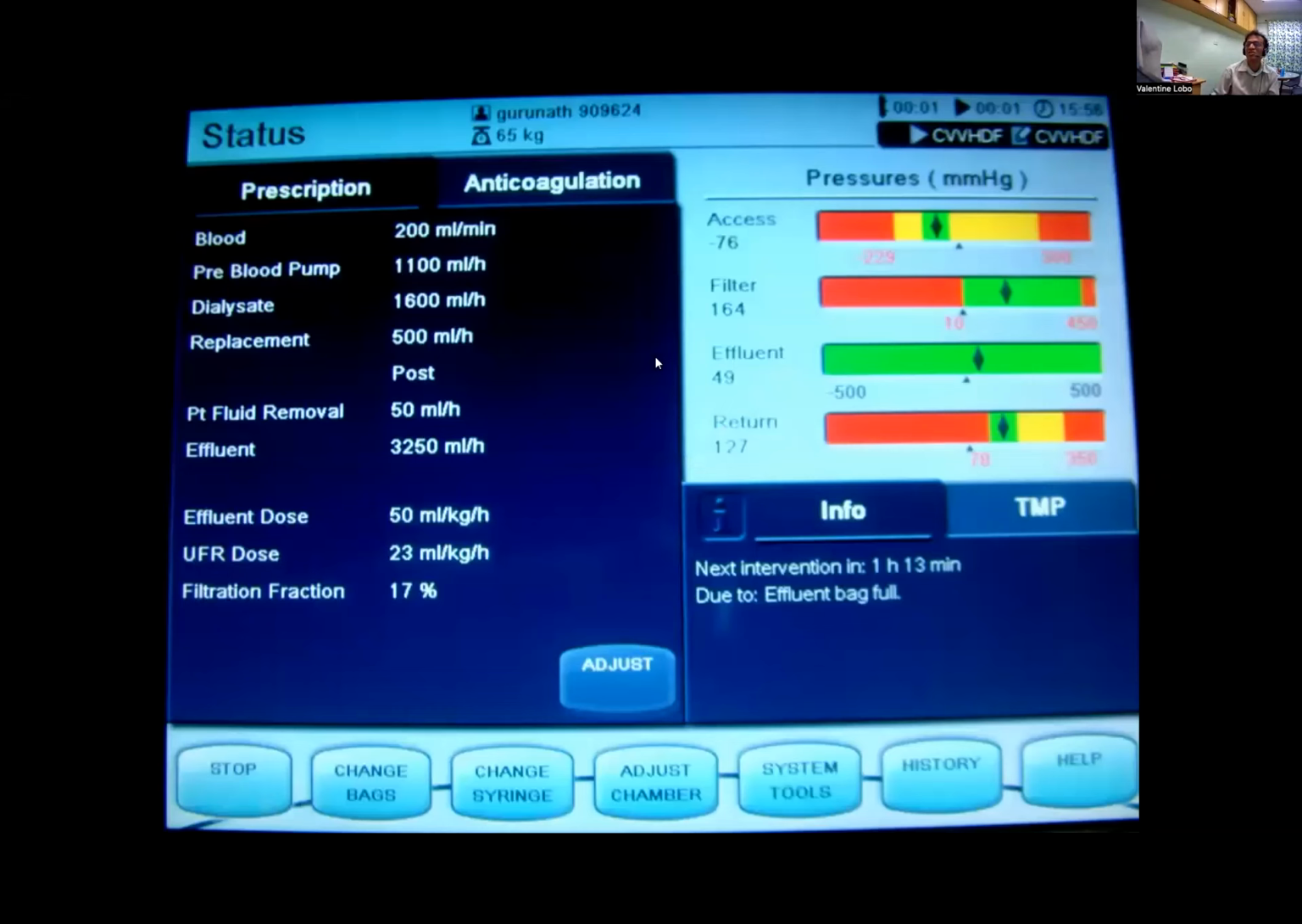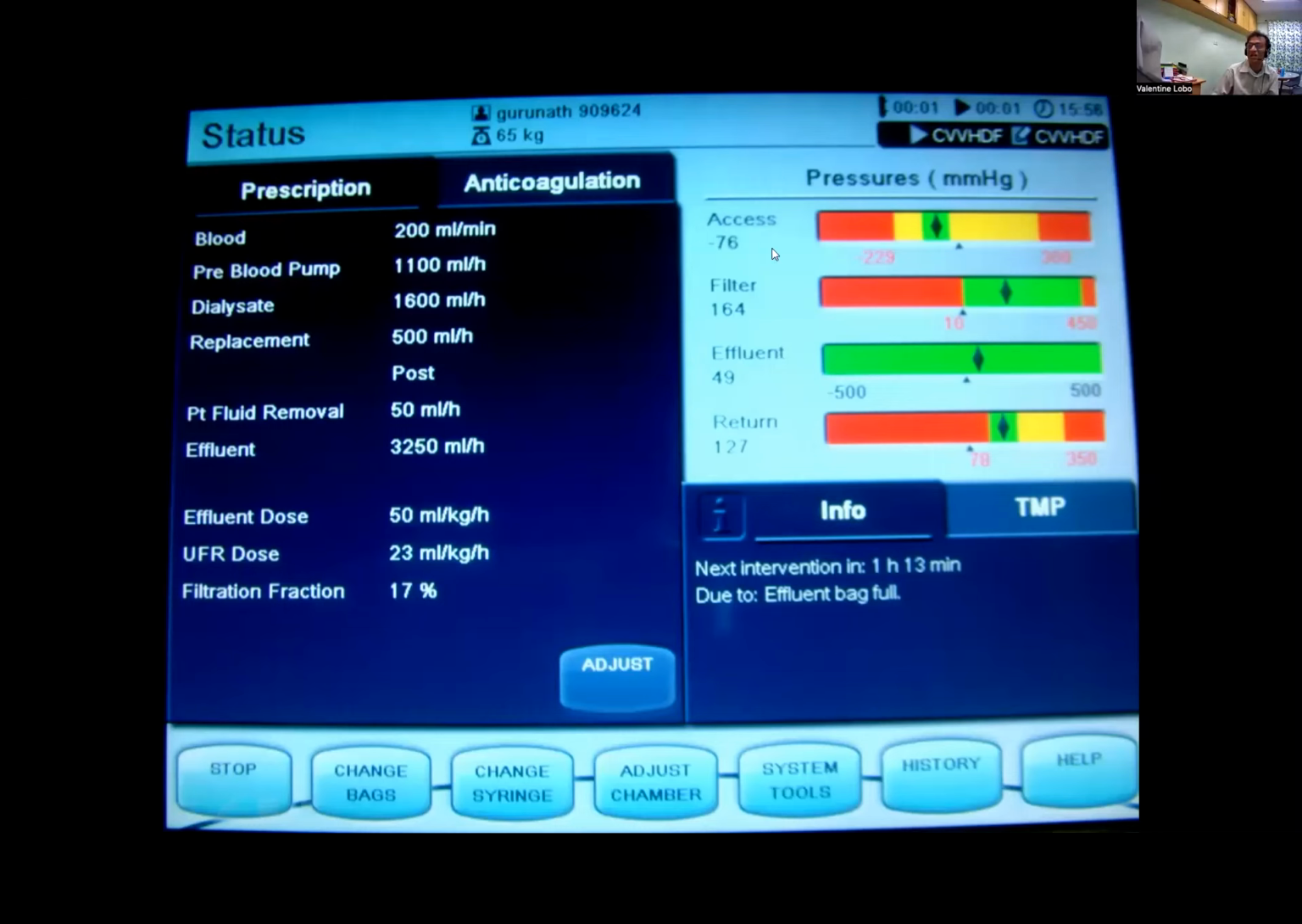So this is what we would all like to see: a clean screen on our machine. All the pressures are in the green over here. There are no reds. The lights are flashing green, and there are no audible alarms. But as Dr. Kiran said in his earlier lecture, there is no magic or perfect machine or circuit, and this is not what we'll always see.